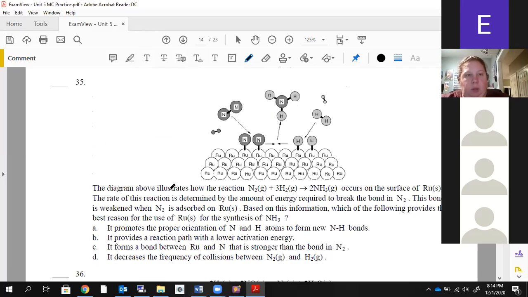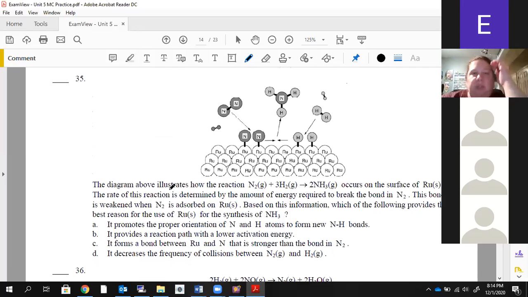Okay. Ooh, okay. So we got a picture here. We've got a ruthenium surface, and we've got a reaction happening on that surface. The rate of this reaction is determined by the amount of energy required to break the bond in nitrogen. This bond is weakened when the nitrogen is absorbed onto the ruthenium. Based on this information, which of the following provides the best reason for the use of ruthenium for the synthesis of NH3?